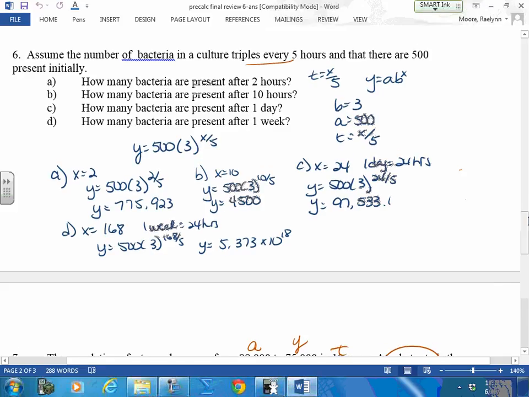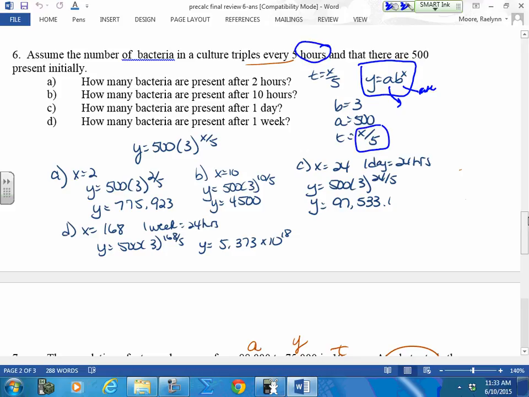Okay, here's bacteria growth. It's an exponential growth. This is your initial. This is your rate. Your time in hours is every 5, so this is x divided by 5. We're going to use this for all of these questions. You're just putting in the hours.